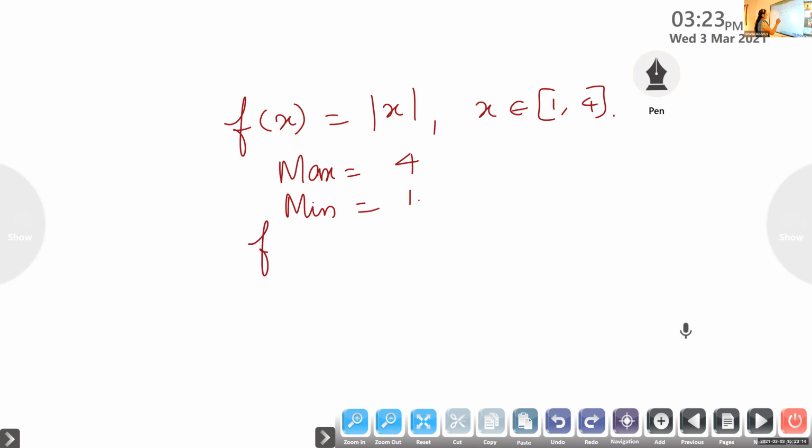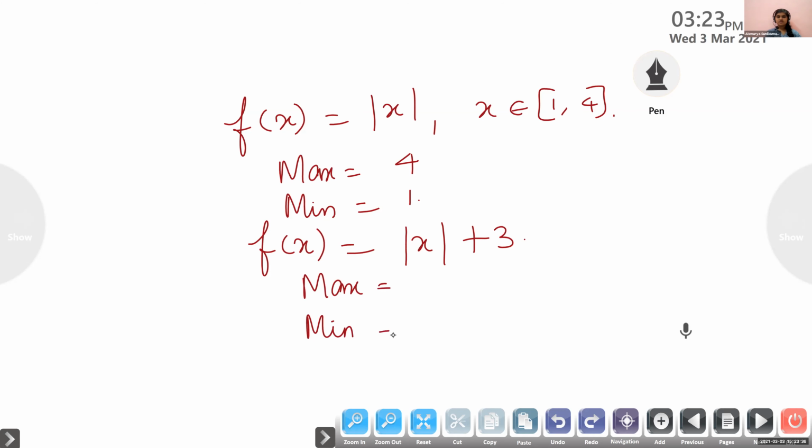Suppose I am defining a function like this: f of x is equal to modulus x plus 3. What is the maximum value? What is the minimum value? Here I am not giving any region, I am not giving the interval here. So what is the maximum value? What is the minimum value?